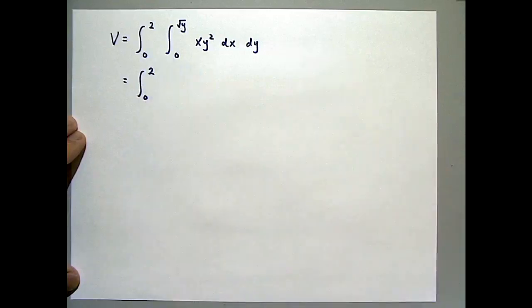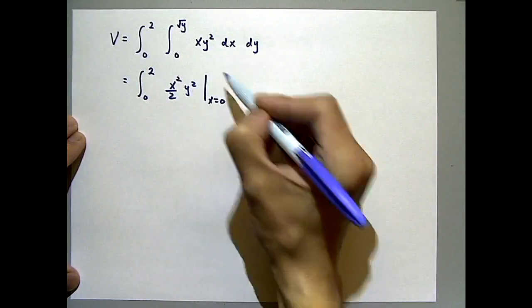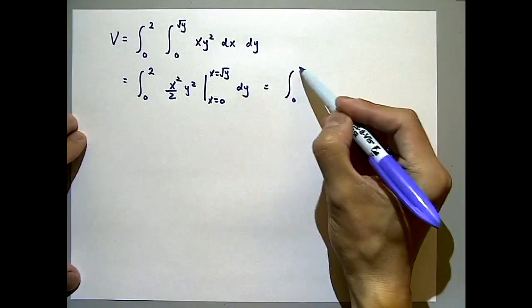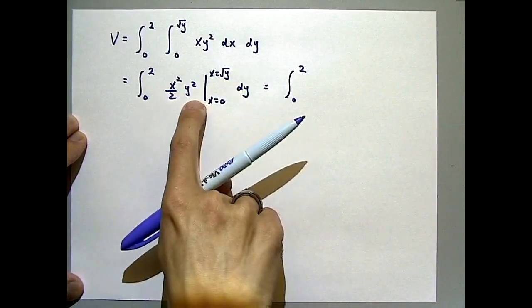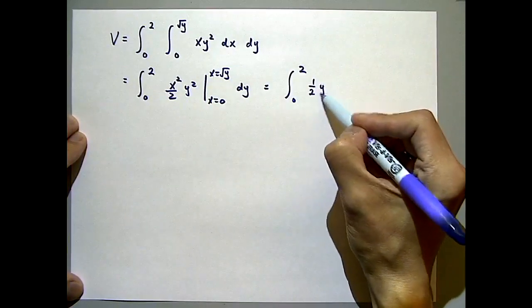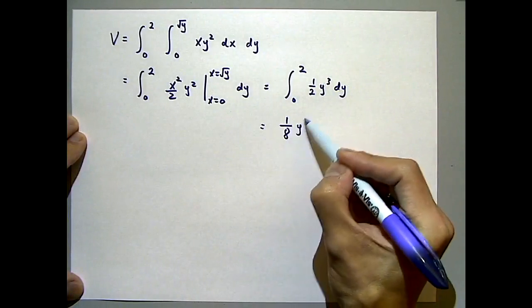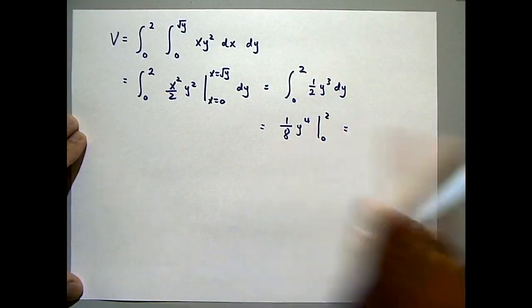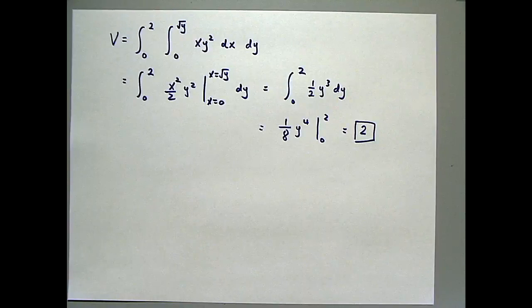So this is the integral from 0 to 2 of x squared over 2, y squared, with x from 0 to radical y, dy. So we get 0 to 2, x squared with x being radical y, this will be a y to the first, and here's y squared, so y to the third times 1/2. And this ends up being 1 over 8, y to the fourth, from 0 to 2. That's 16 over 2, over 8 is 2. So same result as we expect. It's the same volume, the same solid, right?